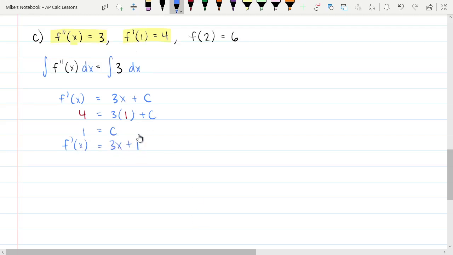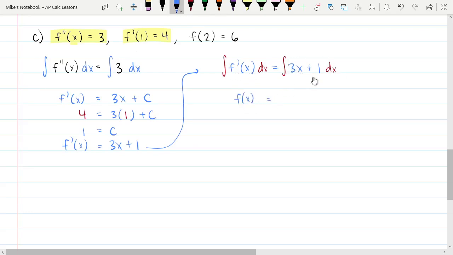But remember, we're not done until we actually find f of x, not f prime. So now we're going to do the same process again. So I've got f prime of x equals 3x plus 1, and now I'm going to integrate both sides with respect to x. And so now your antiderivative of f prime is just f.